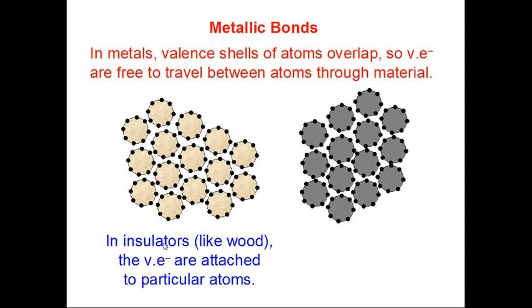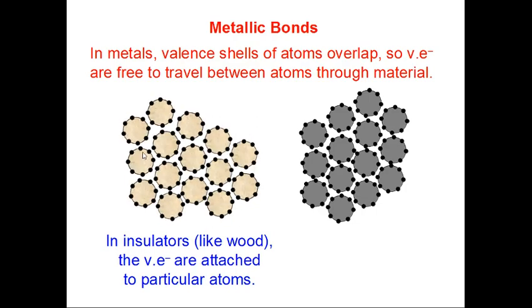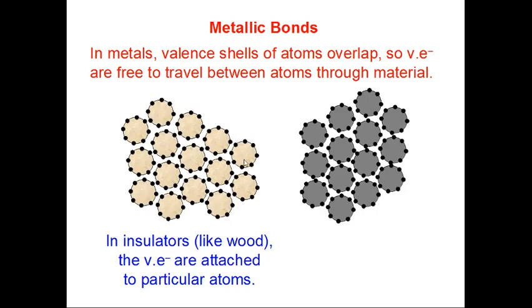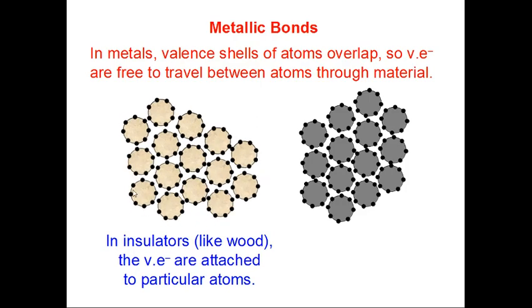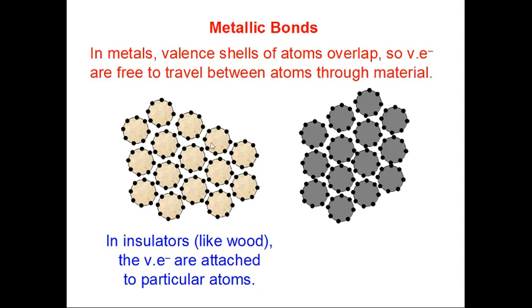So let's check this out. Insulators, these are covalent bonds. Over here is a covalent bond. The valence electrons are attached to particular atoms, and check out what happens. The electrons have to stay with their atom. It says an insulator. If you hook up an electrical cord to this side and you put your finger on this side, nothing's going to happen because the electricity can't move from one side to the other.